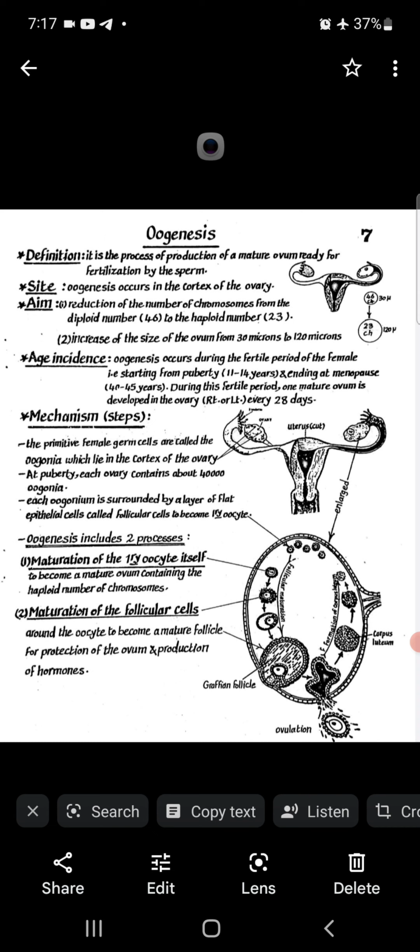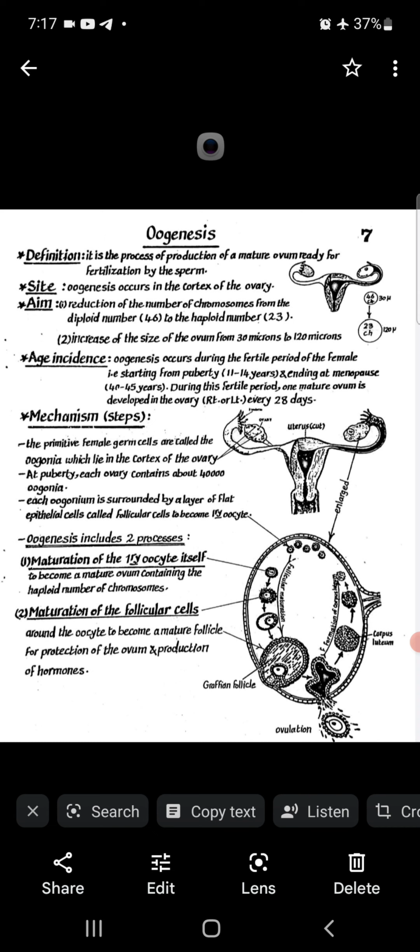Today is the third video of general embryology in which we study oogenesis. Now, what does the word oogenesis mean? Oo means ovum, genesis means production. Now, what is the definition of oogenesis? It is the process of production of mature ovum ready for fertilization by the sperm.